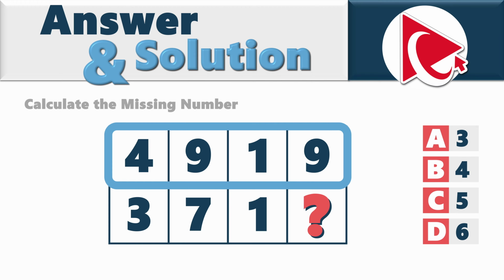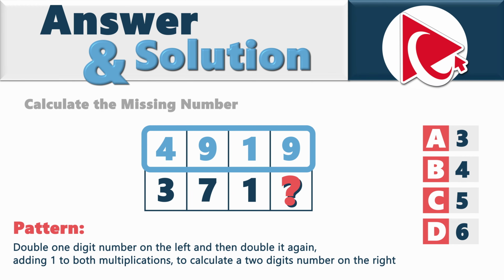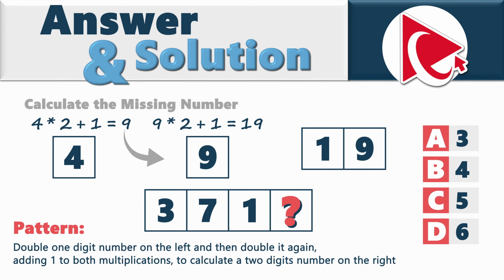Let's look at the first row. It has numbers 4, 9, 1, and 9. We need to double 1-digit number on the left and then double it again, adding 1 to both multiplications to calculate the 2-digit number on the right. Let's look at the example. 4 multiplied by 2 plus 1 equals 9. 9 multiplied by 2 plus 1 equals 19.